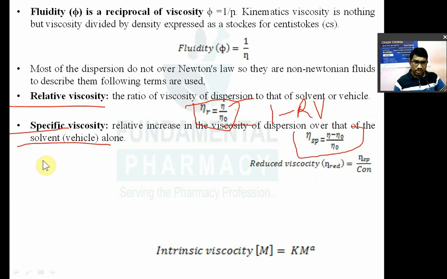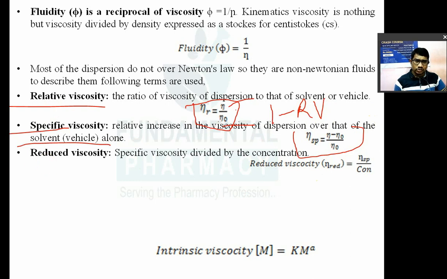1 minus relative viscosity. Then reduced viscosity. So specific viscosity divided by concentration. This specific viscosity divided by concentration, that is known as reduced viscosity.